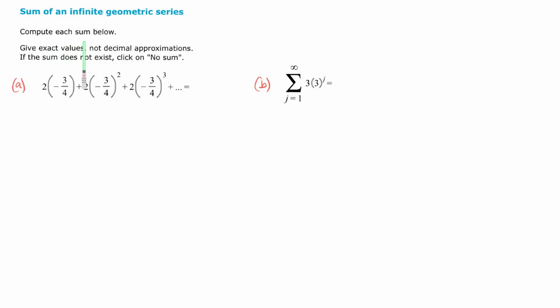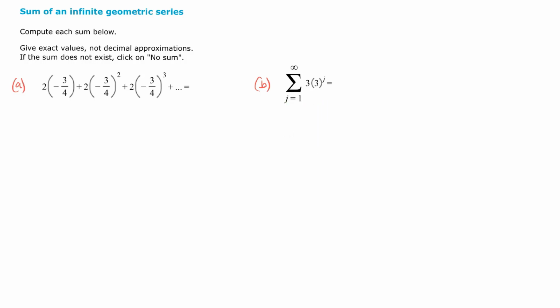It says compute each sum below. Give exact values. And we know that they are actually infinite geometric series. And we're going to be able to identify those. We're going to be able to identify these are infinite geometric series.